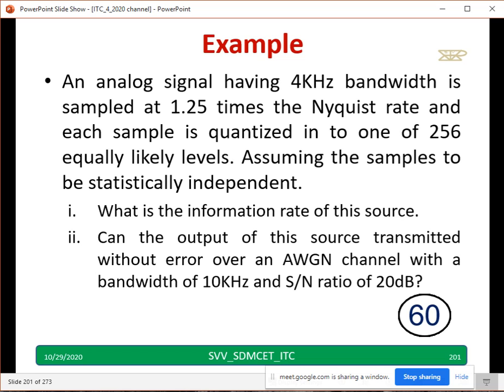Assuming the samples to be statistically independent, the following questions are there. What is the information rate of this source?